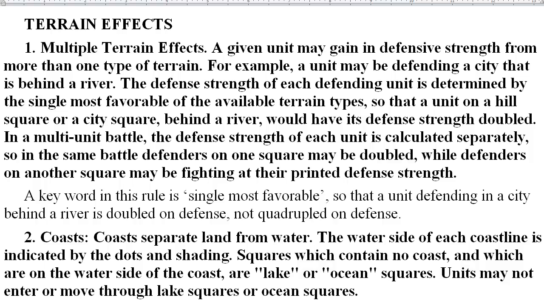There are coastlines that separate land from water. If you look at the map, it's clear where there are lakes and where the oceans are. There are squares that contain no coast and are on the water side. You cannot use normal movement to go through there. We are, after all, in midsummer. None of the lakes or bodies of sea have frozen.